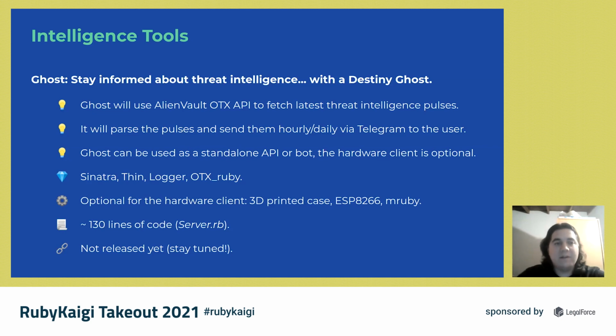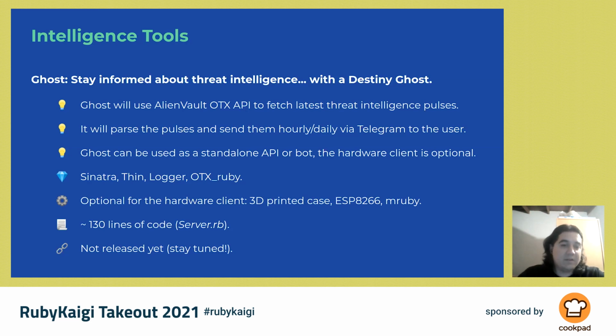The first one is called Ghost, and it's basically a small Destiny ghost. I think everybody here knows the game Destiny, which uses the AlienVault free OTX API to fetch intelligence pulses. This is basically threat intelligence, things that are happening on the bad side of cybersecurity: advanced persistent threats, new malwares, new tactics, new things going here and there. It will parse all these pulses as if they were news, basically a newspaper for malware and bad guys, and will send them to you hourly or daily via Telegram.